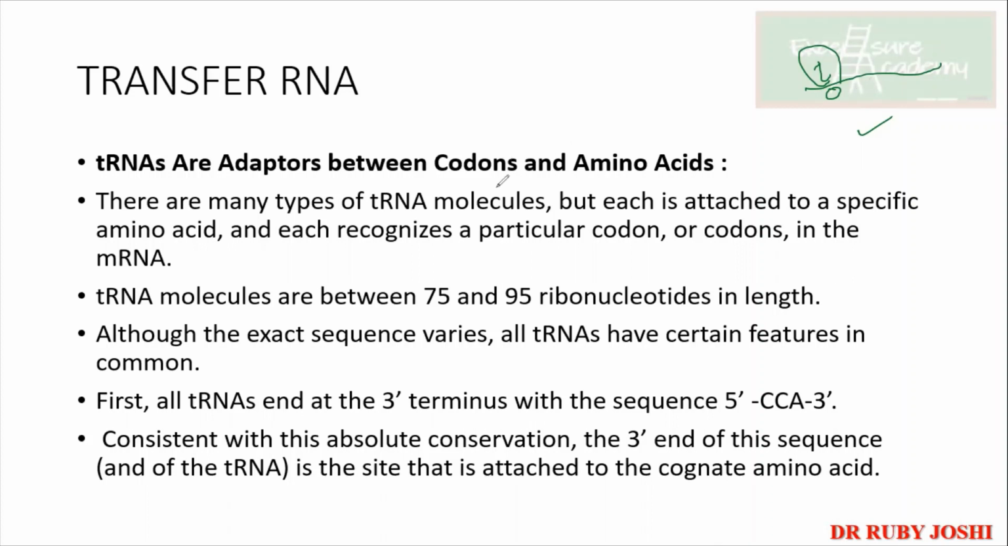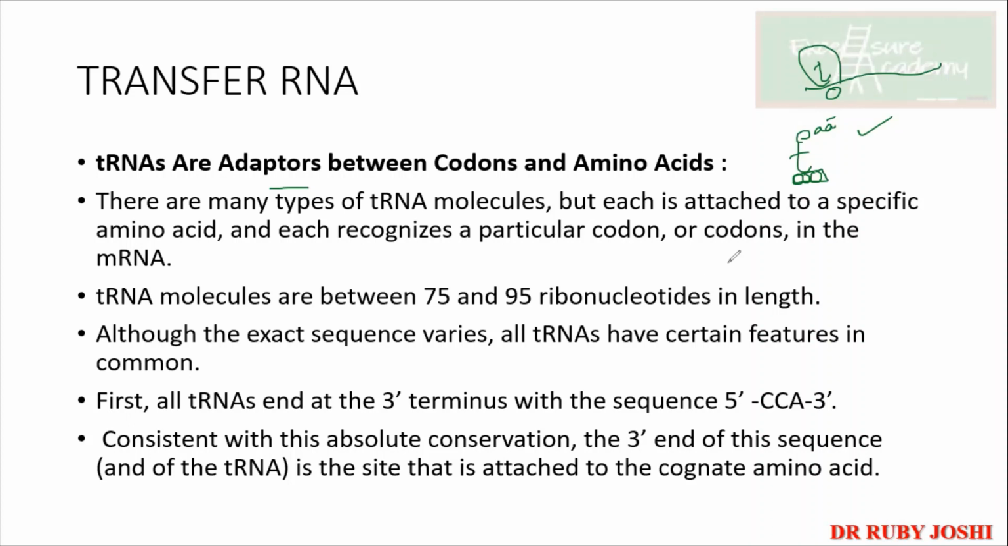So the tRNAs are the adapters between codons and amino acids. What does this mean? tRNAs are able to read the codons because they have the anticodons, and on the top, they have the amino acids. So they are like an adapter between the codons and the amino acids. There are many types of tRNA molecules, but each is attached to a specific amino acid and each recognizes a particular codon or codons in the mRNA.